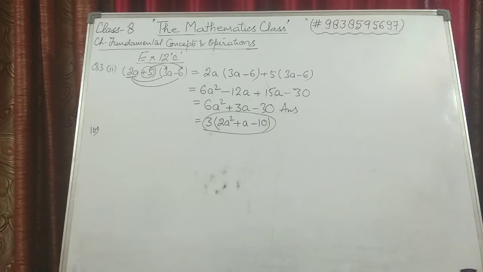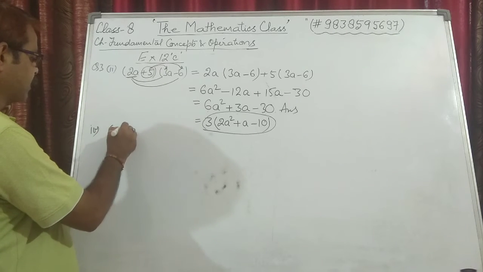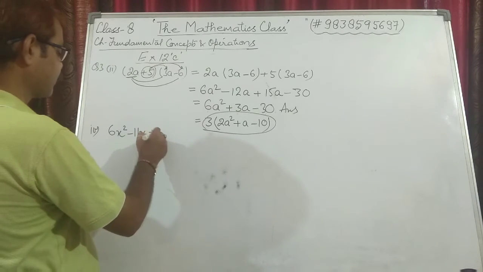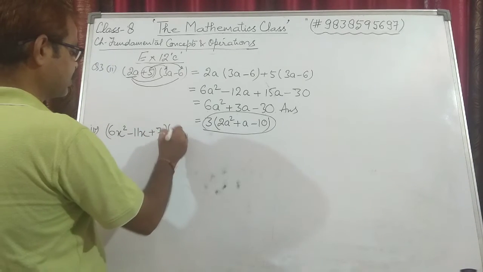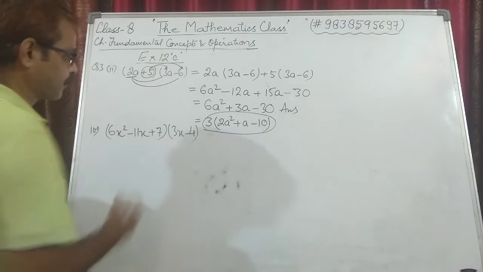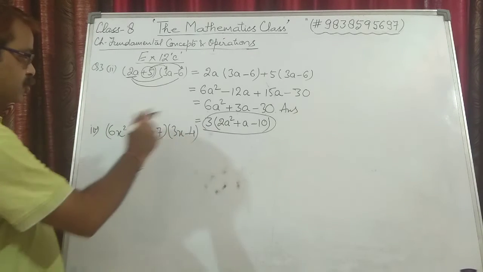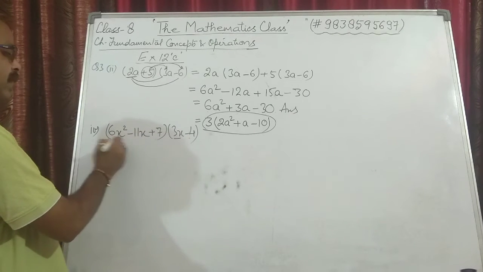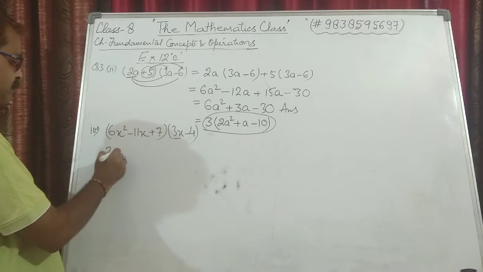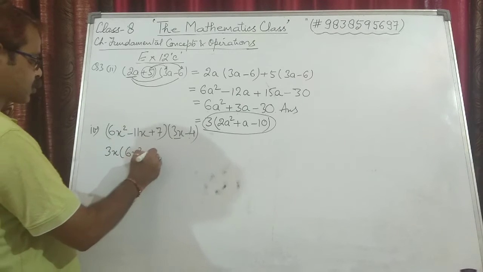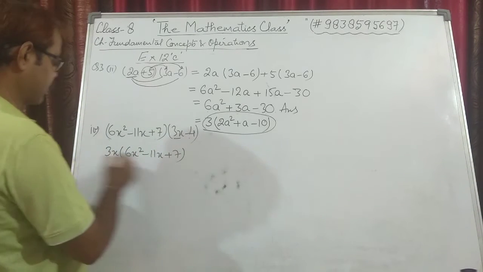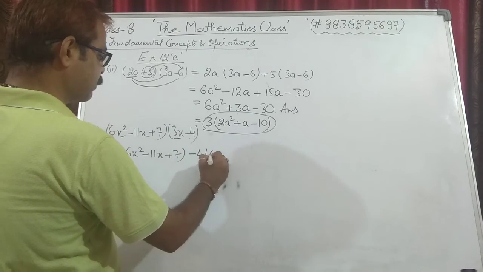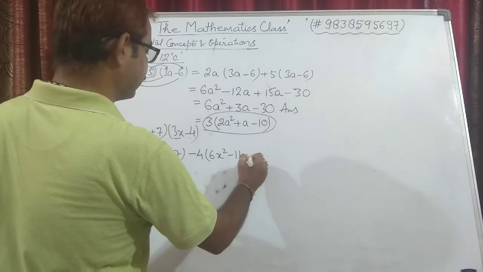That is 6x square minus 11x plus 7 multiplied by 3x minus 4. So again this one portion will be multiplied to all the three terms, and again minus 4 will be multiplied to all the three terms. So we can write 3 times of x into 6x square minus 11x plus 7. And then what is left? Minus 4. So we'll write minus 4 multiplied by again 6x square minus 11x plus 7.